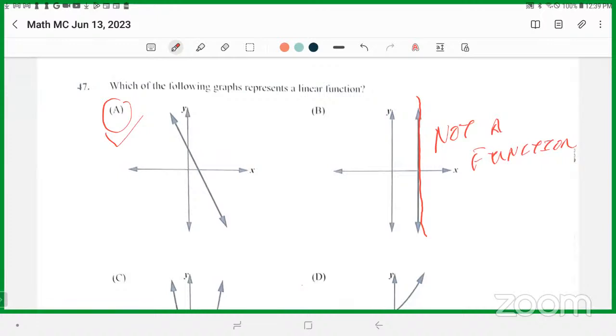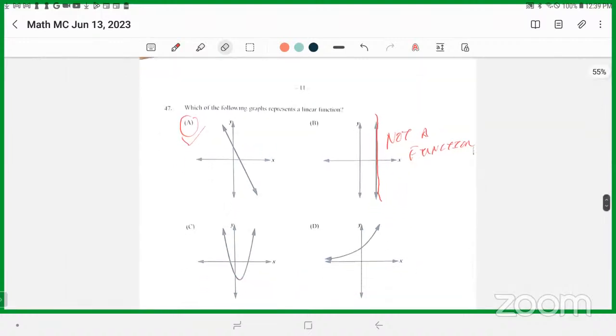It's a line, and it's a function because it passes the vertical line test. Any vertical line I draw on it will cross only one time. Any horizontal line I draw also will cross at only one point. So it is a one-to-one function and it is a line. So it is linear. A is the answer. All right? I don't want you to know it by guessing. I want you to know it by understanding.